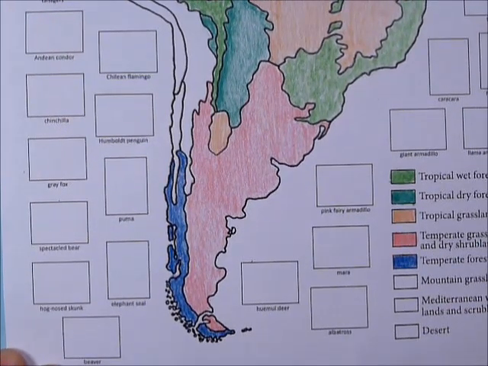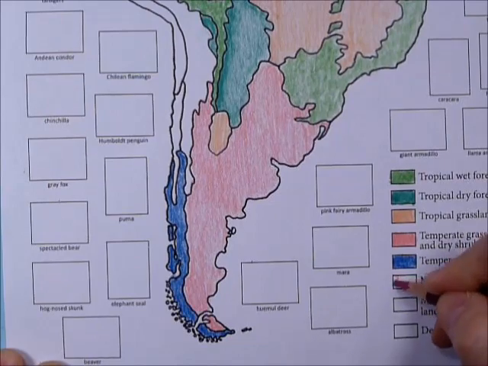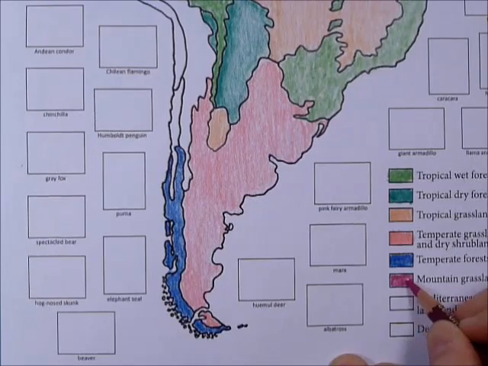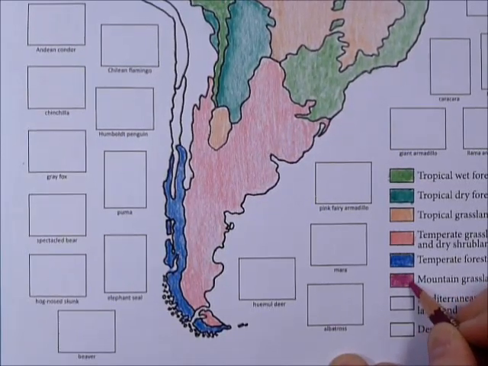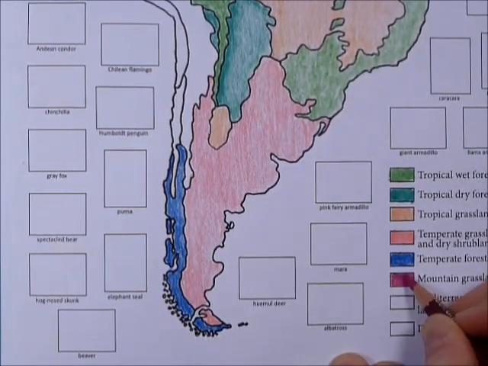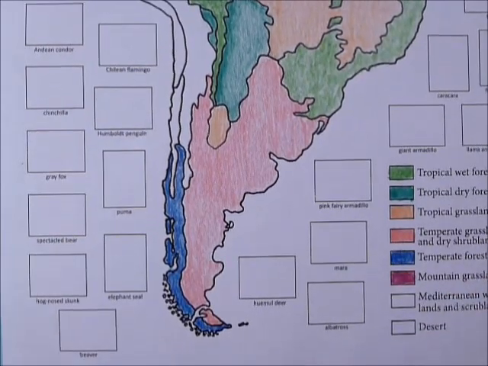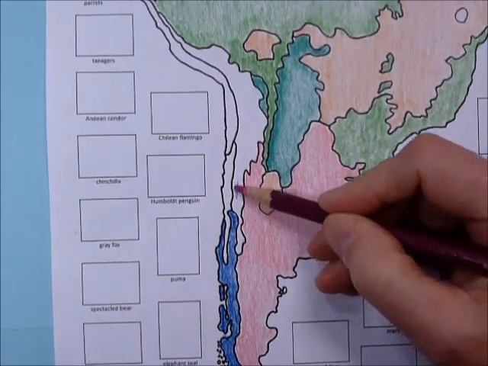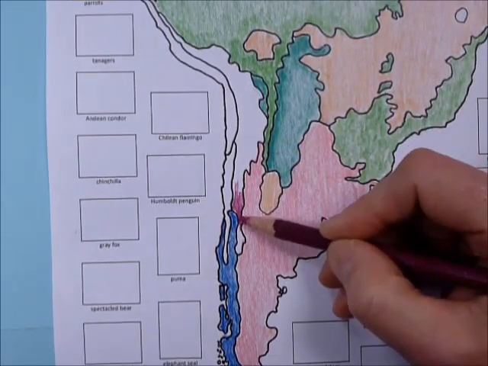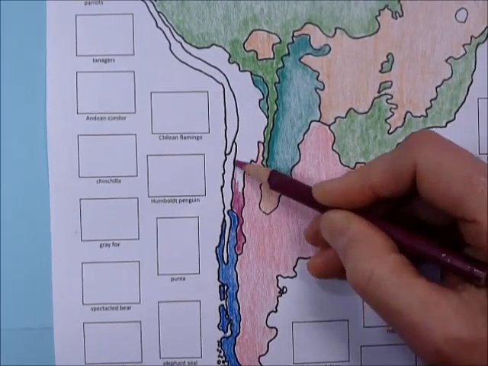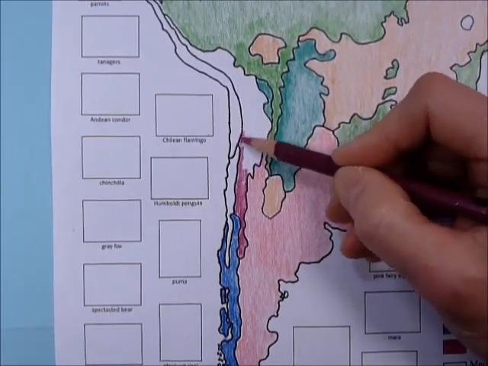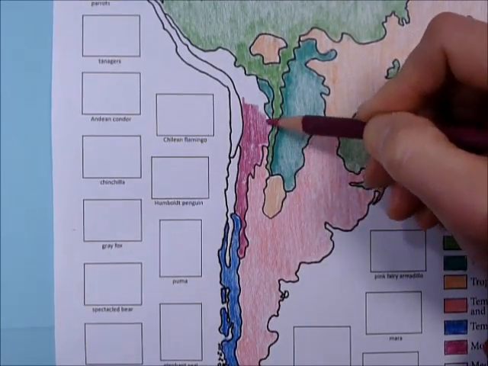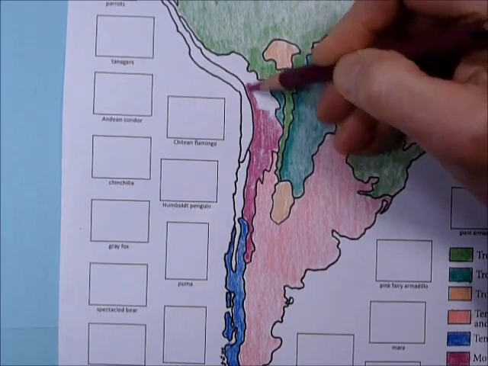And then let's do the mountain grasslands. You can use whatever color. Mine looks sort of like a magenta. And the mountain grasslands would be this area right in here. And this is the region of the Andes Mountains.